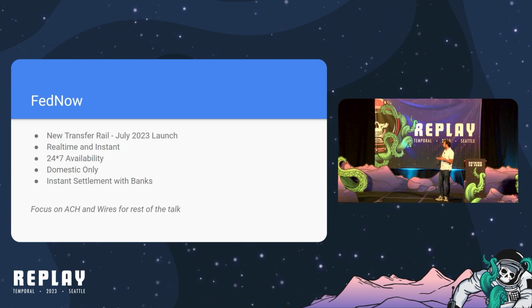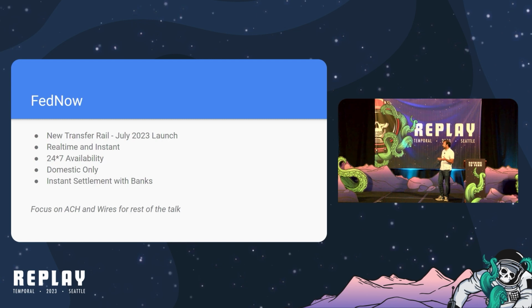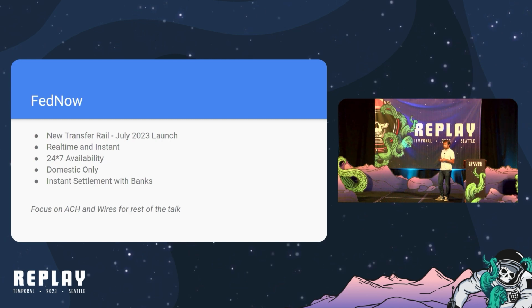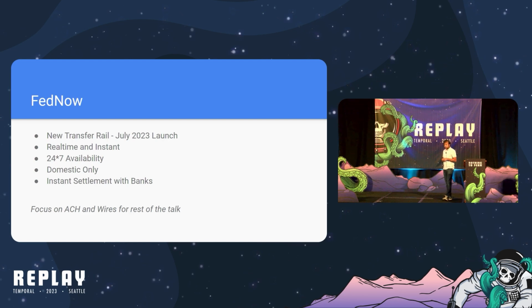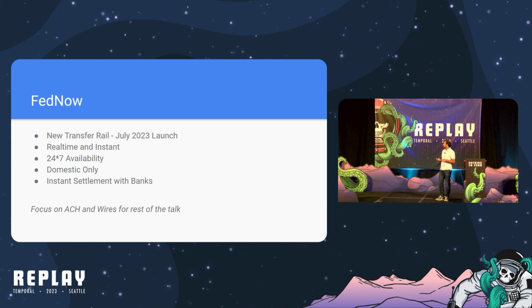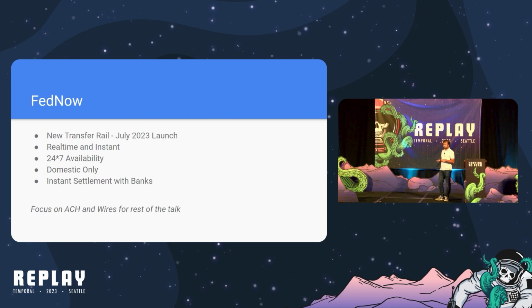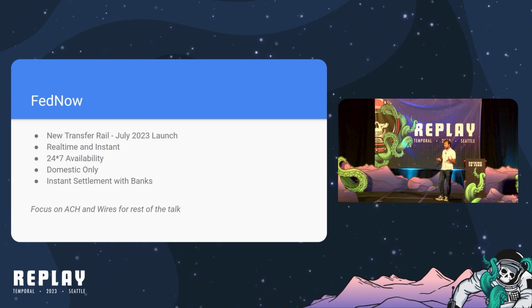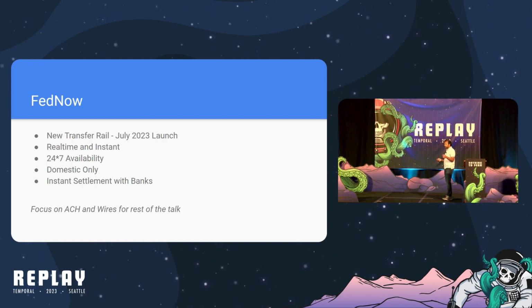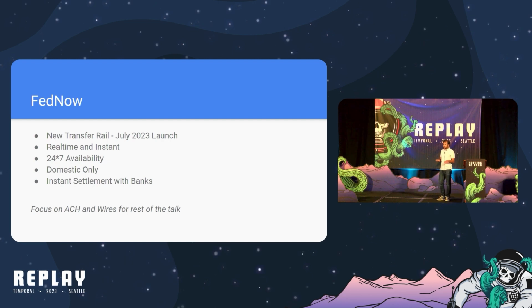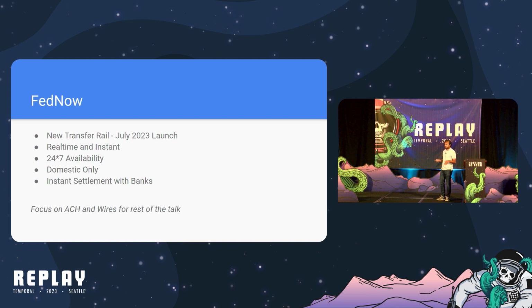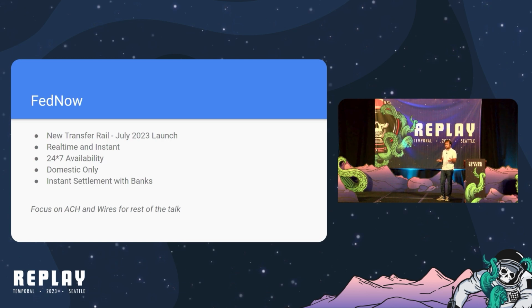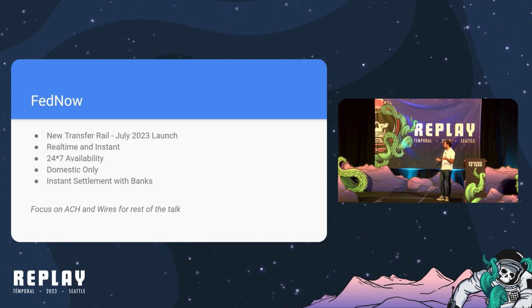Some of the properties are: it's available 24/7 because it's instant, and it's domestic. So currently it's domestic only. And one interesting thing about FedNow is it's going to support instant settlement with banks. If you don't understand it, we'll get some examples next, so don't worry. But for the rest of the talk, we're going to focus on ACH and wires, but the same principles apply for any money movement transfer like FedNow or Zelle or any P2P.